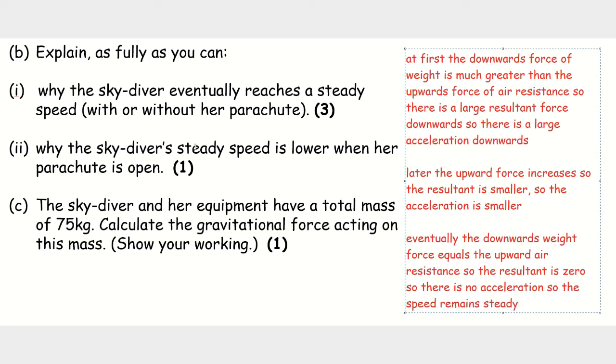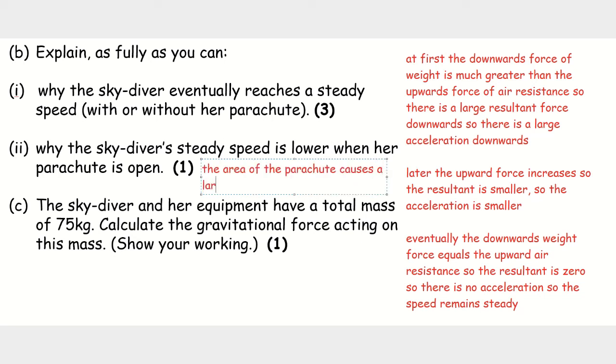Okay, why is the skydiver's steady speed lower when her parachute is open? Well, there you're going to be saying that the area of the parachute causes a larger amount of air to be pushed out of the way, resulting in more upward air resistance.